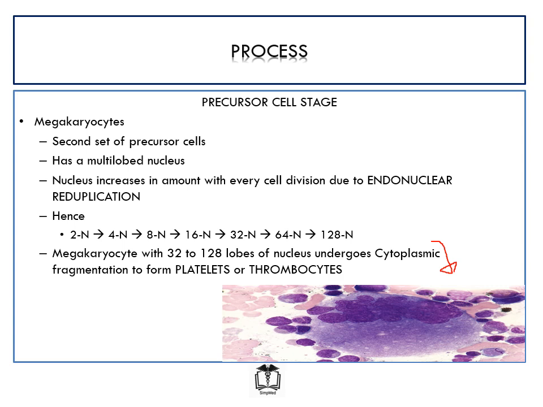You could practically count the number of nuclei found within the cytoplasm of this megakaryocyte. It's about 16 to about 32 nuclei found here. This is practically the last stage of the precursor phase of thrombopoiesis. What happens from here is that the megakaryocyte with about 32 to about 128 lobes of nucleus undergoes cytoplasmic fragmentation, and each of the different fragments formed will give rise to the platelets or the mature thrombocytes, which is the end goal of thrombopoiesis.